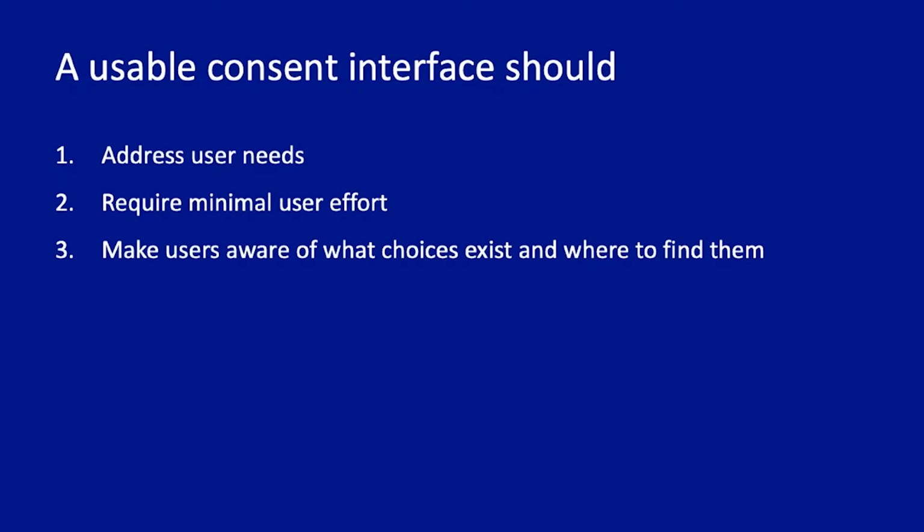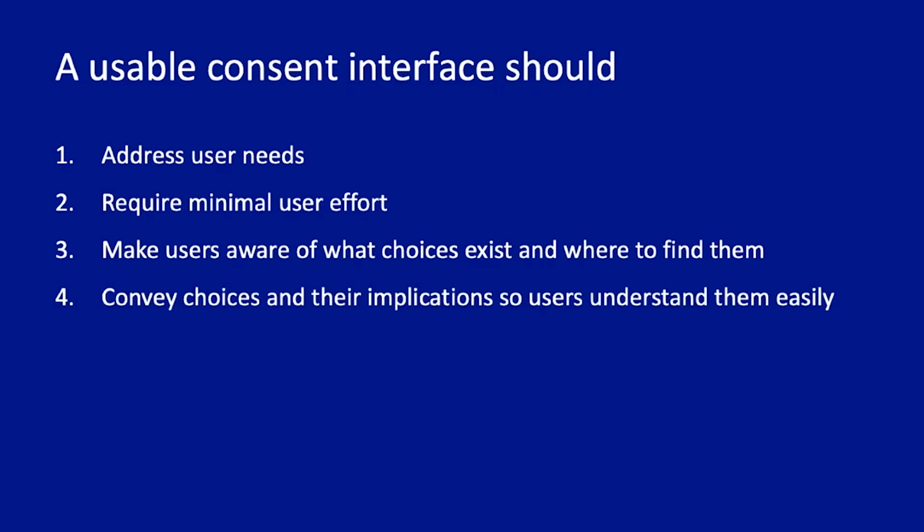Third, users need to be aware of what choices exist and where to find them. Unfortunately, there are a lot of websites that offer opt-out privacy choices, but most users don't even realize they are there. Even users who look for these choices often have trouble finding them. Sometimes it is helpful to link to the choices from multiple places so that users will be aware of them and find them wherever they look for them, whether in the privacy policy or on the form where data is collected.